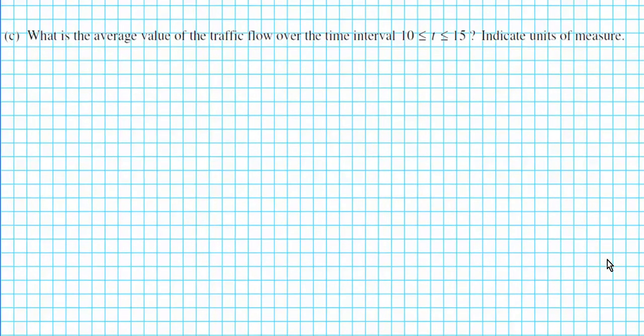Let's take a look at the C part. It asks, what is the average value of the traffic flow over the time interval 10 less than or equal to t less than or equal to 15? Indicate units of measure. Before we start, let's take a look at the formula for computing the average value of a function. So let's look at the formula.